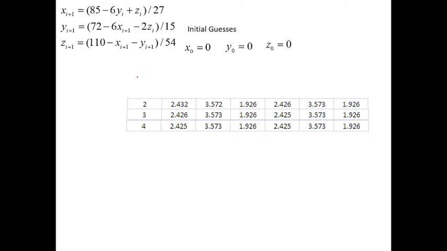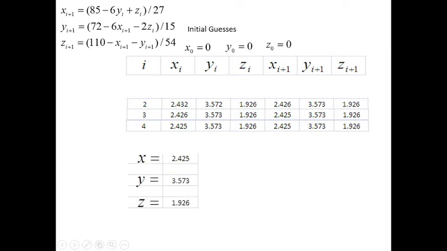Okay? So, let's just answer this. So, ito yung ating mga notation, I, xi, yi, zi, x sub I plus 1, y sub I plus 1, z sub I plus 1. Okay? And we start with 0. So, meron ka ditong 85 minus 6 times 0. 85. So, meron ka ditong, let's say, halimbawa, no?